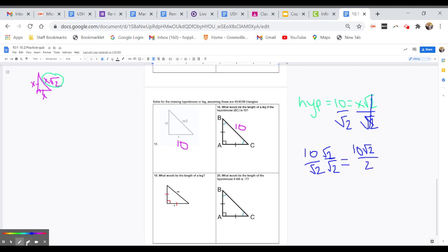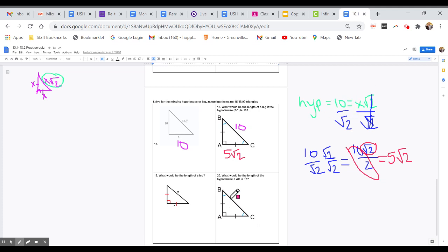Again, not quite done. You should be able to look at this fraction and see these two numbers out front here. And it's 10 over 2, or 10 divided by 2. 10 divided by 2 leaves me with 5, and I'm still left with this root 2. So a leg then is equal to 5 root 2. Do a similar process for number 19 as you did for 18. You need to solve for the length of a leg, so use your equation to help you out.